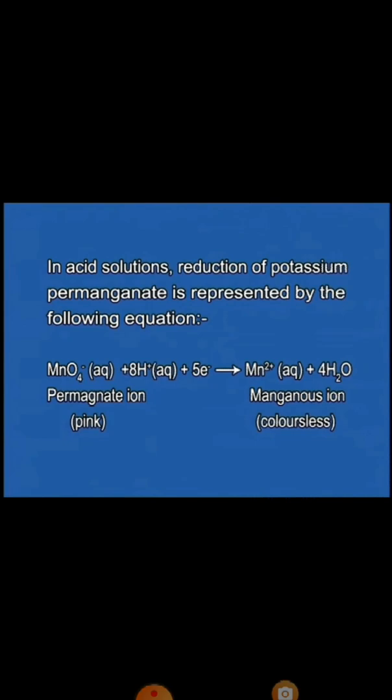MnO4- (aq) + 8H+ (aq) + 5e- gives Mn2+ (aq) + 4H2O. Here MnO4- is the permanganate ion, which is pink, then it converts to Mn2+ (aq), that is the manganese ion, which is colorless.